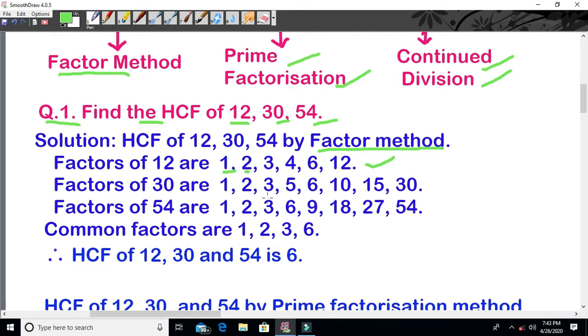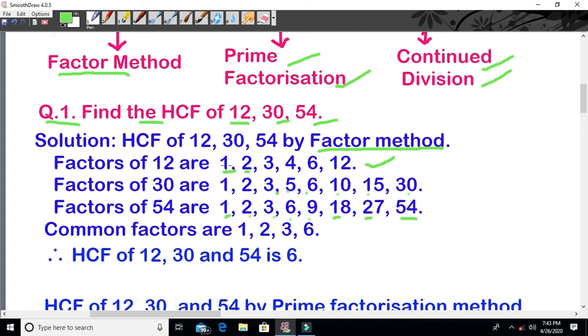Factors of 30 are 1, 2, 3, 5, 6, 10, 15, 30. Factors of 54 are 1, 2, 3, 6, 9, 18, 27 and 54. In this way you have to write all the factors of the given numbers. Then you have to see which factors are common in all three.